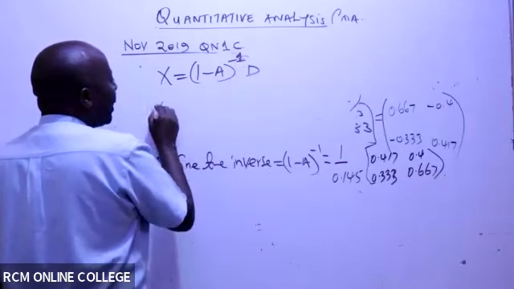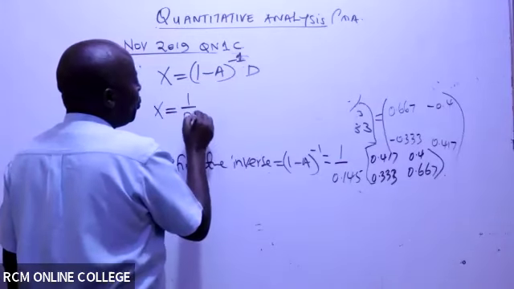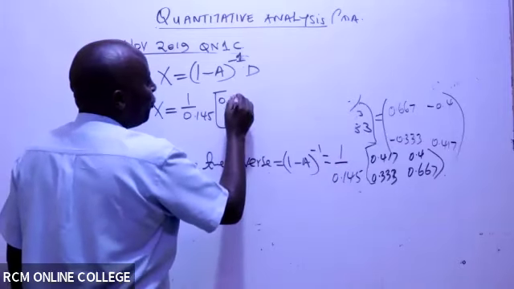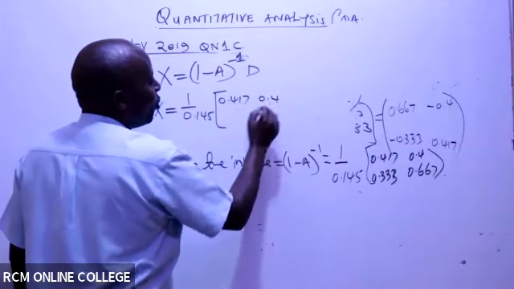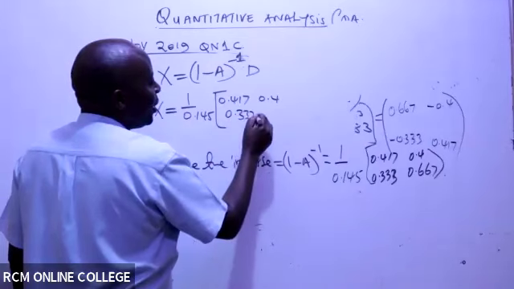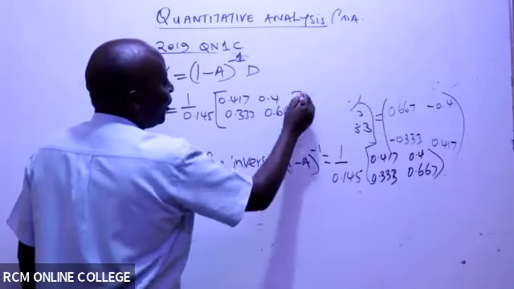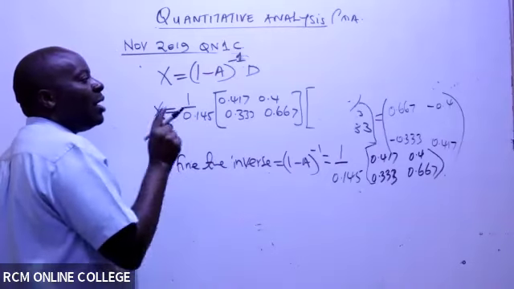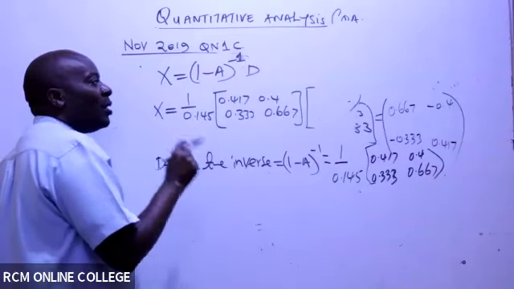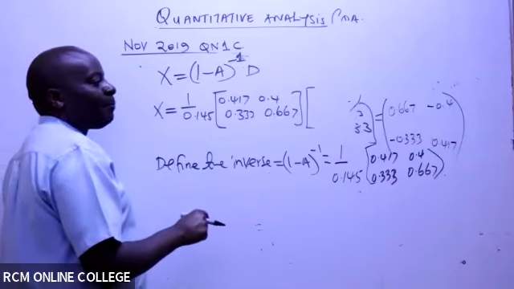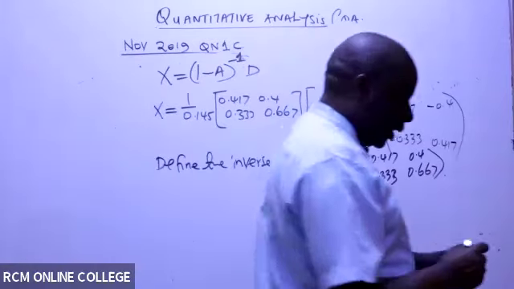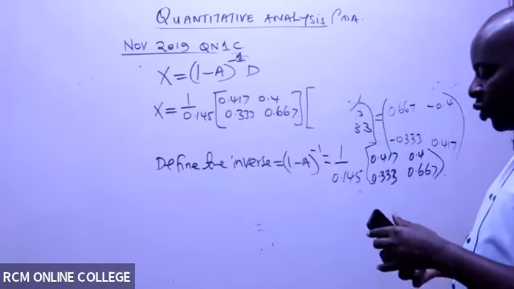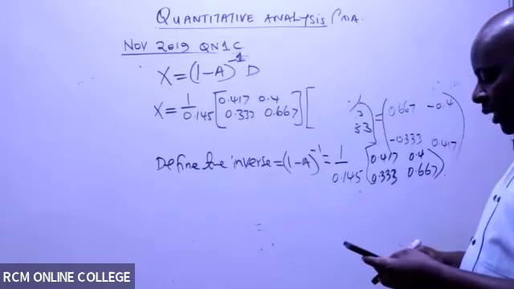So then our X will be equal to 1 over 0.145 into this matrix here: 0.417, 0.4, then 0.333, then 0.667. You multiply this by our new final demand, or our new consumer demand. Is there somebody who is able to see the new demand from that question that I had given you? Remember, there is the consumer demand on the table there.